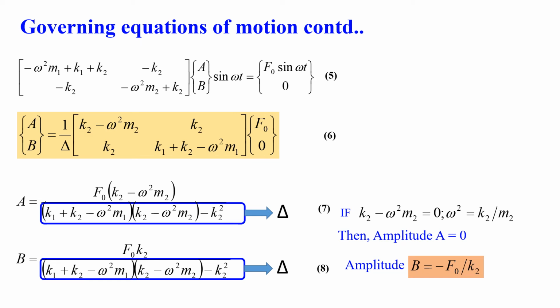It means there is no vibration, and for that condition the magnitude of amplitude B will be F naught K2 divided by (K1 plus K2 minus omega square M1) into (K2 minus omega square M2) minus K2 square. By substituting K2 minus omega square M2 equals 0, this amplitude B becomes minus F naught divided by K2. And this is the condition of a tuned mass damper.